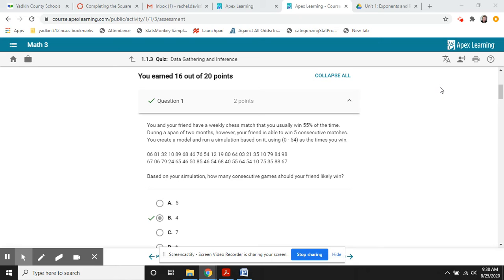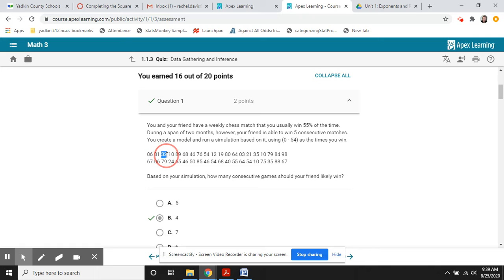So for this one, back to this question, running a simulation, you're looking at numbers 0 through 54. So you're looking at numbers two at a time, and you want to see how many numbers you get in a row that are between 0 and 54. Okay. So if we look, you've got 0, 6. So there's one. Then you get to 81. Okay. So we only got to one number. Okay. So we're starting over.